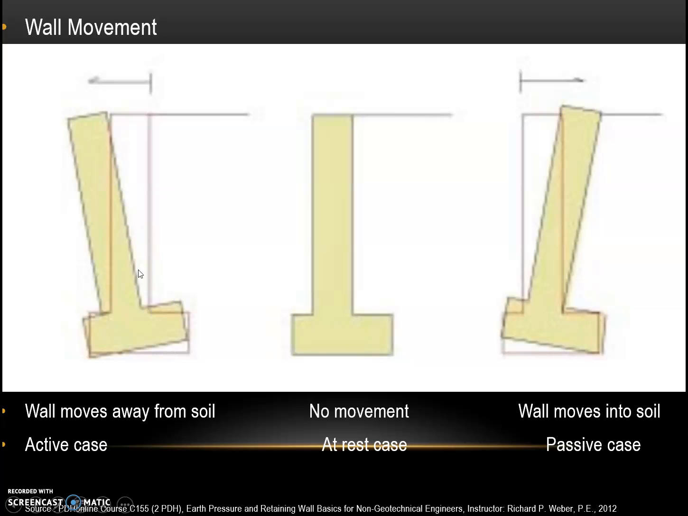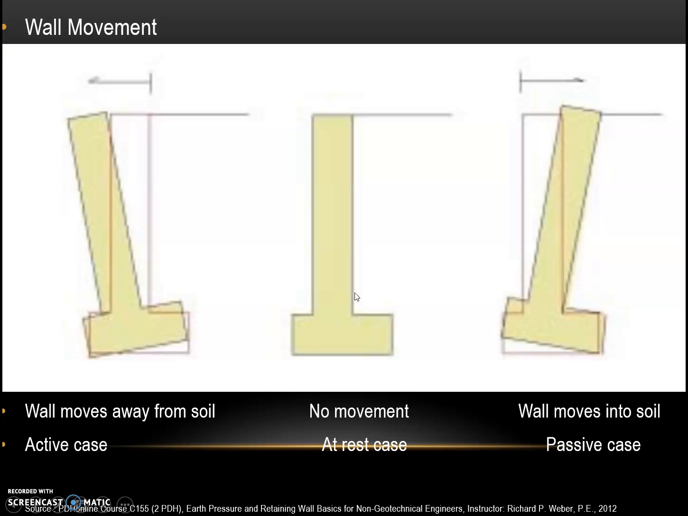There are three types of wall movements. First one is the wall moves away from the soil. Here we can see the original position of the retaining wall, and when soil pushes, the wall moves away from the soil with which it was in contact, and this condition is referred to as active case.